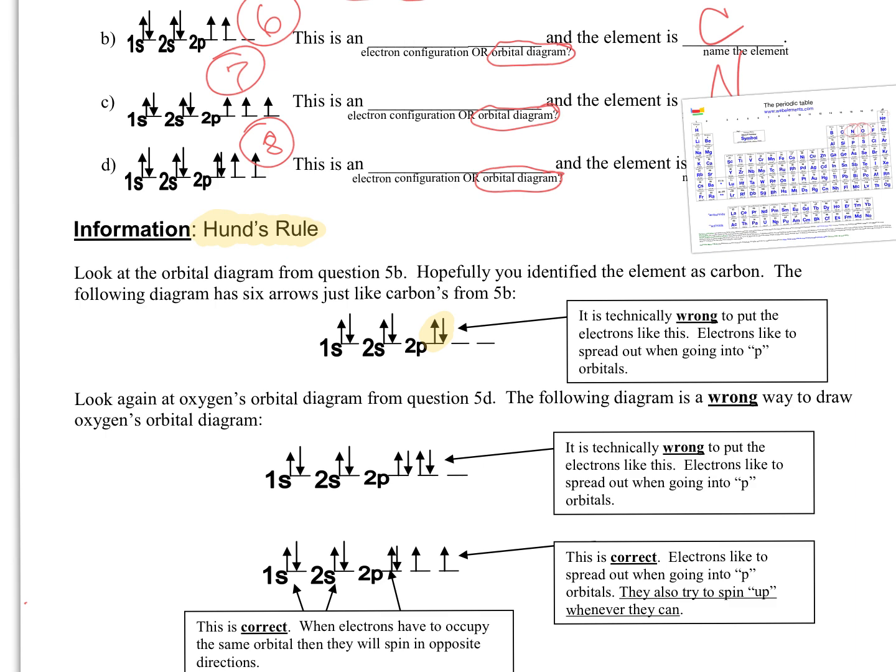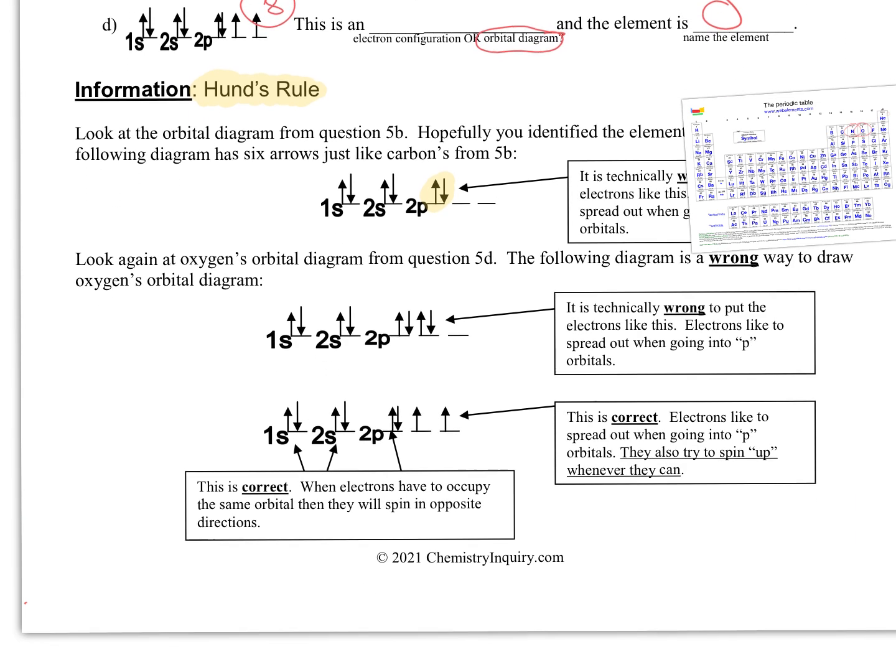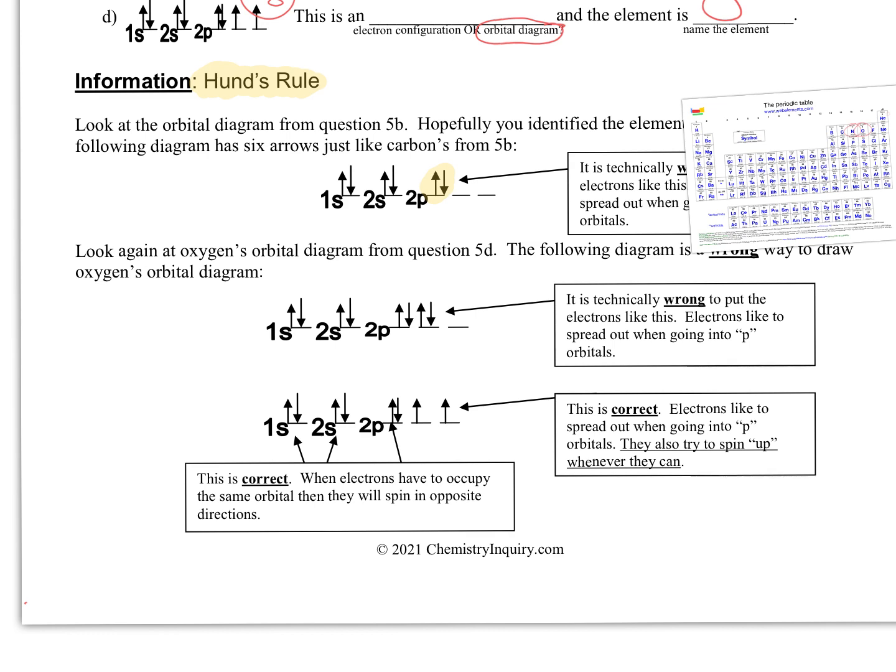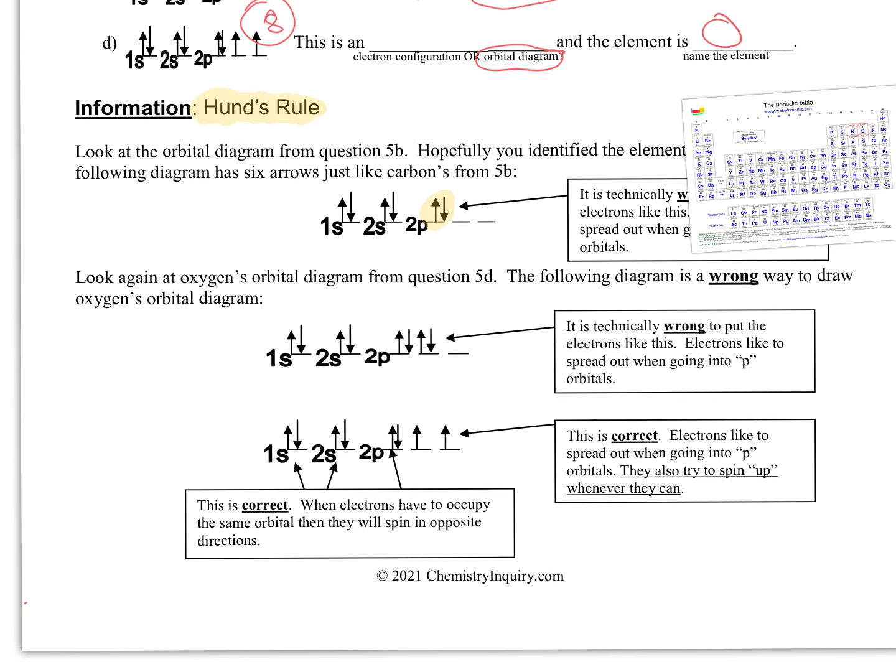Electrons like to spread out when going into the p orbital, so we cannot pair them up together. And we've talked about that. So look again at oxygen's orbital diagram from question 5d. The diagram is a wrong way to draw oxygen's orbital diagram. And here we've got them paired here and paired here. This is wrong. Electrons like to spread out. So let's look at the correct way.